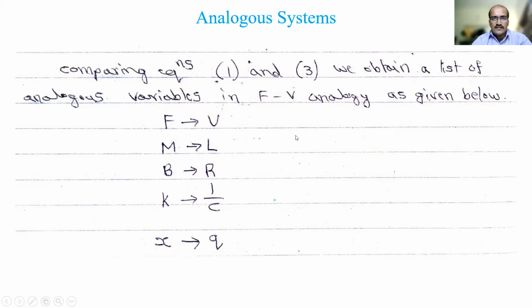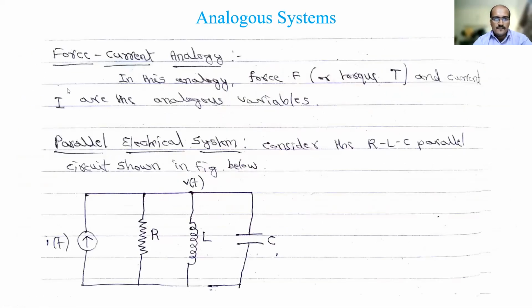Similarly, we'll now see the FI analogous system. In this analogy, force F or torque and current I are analogous variables. For that, we will consider a parallel electrical system. Parallel means R, L, C are in parallel and current is the source here. So this is the network shown, I of t with RLC. Here you need to apply node voltage analysis to get the equation. So you'll get a new equation, equation 4, and that we compare with equation 1.